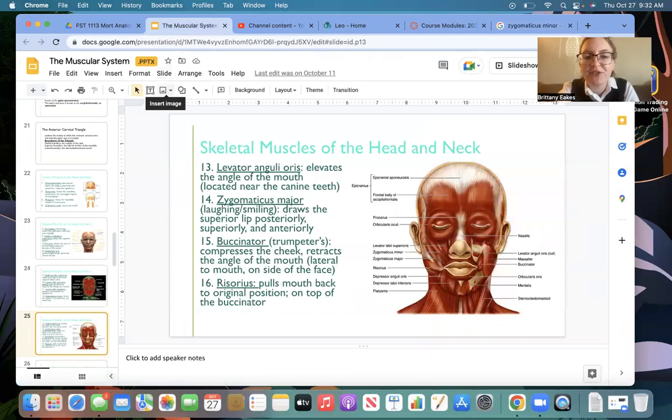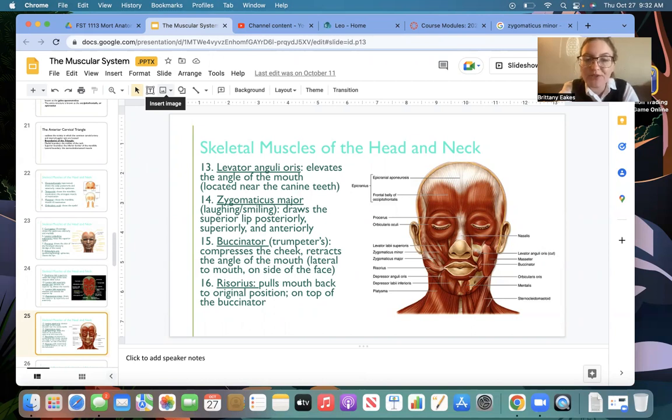We have the levator anguli oris. So levator is raise, anguli is angle, oris is mouth. So it's going to raise the angle of the mouth. It's located near the canine teeth. The zygomaticus major is the laughing or smiling muscle. It's going to draw the superior lip posteriorly, so back, superiorly up, and anteriorly. So it's the laughing and smiling muscle. Haha.